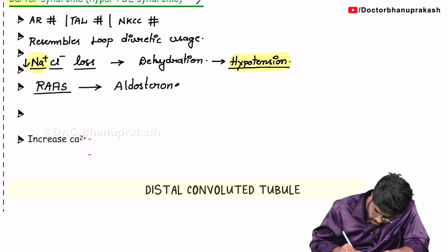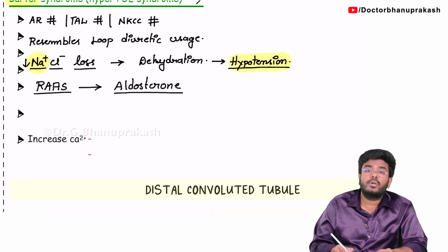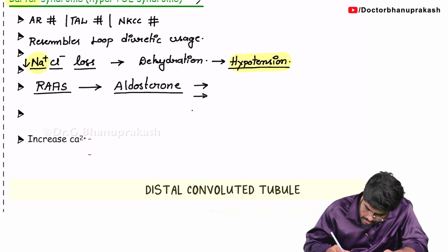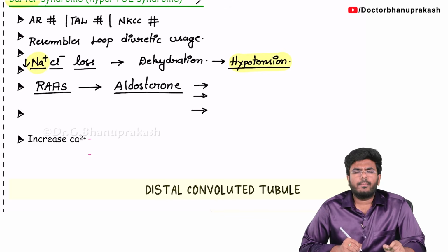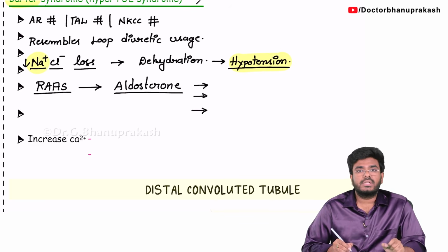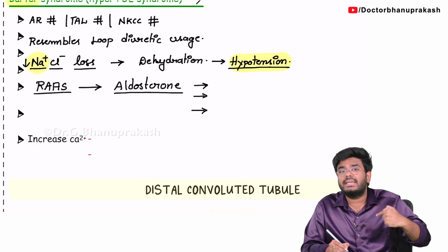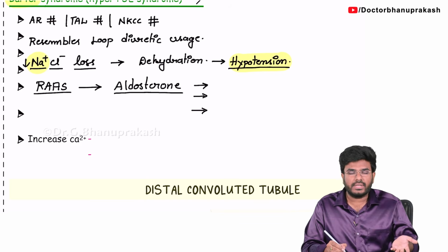Okay, the RAS pathway helps in the production of aldosterone. Why aldosterone? Because aldosterone can maintain the sodium levels. Aldosterone will do 3 functions. Now, right now, aldosterone is there. But do you think the sodium levels can be elevated? No, because there is an intrinsic kidney defect, right? That NKCC transporter is affected.